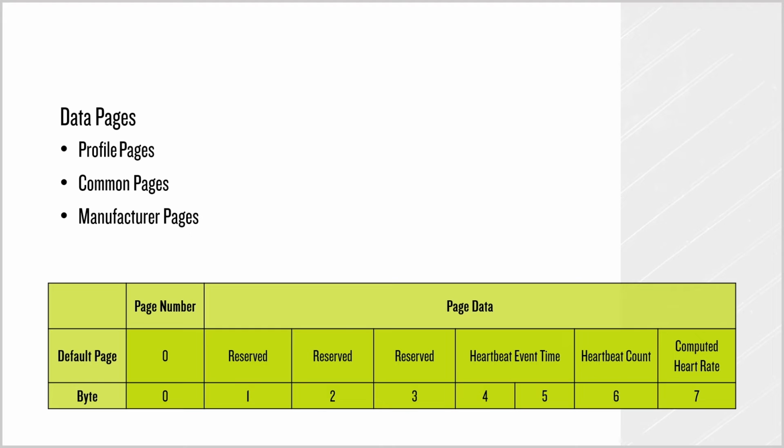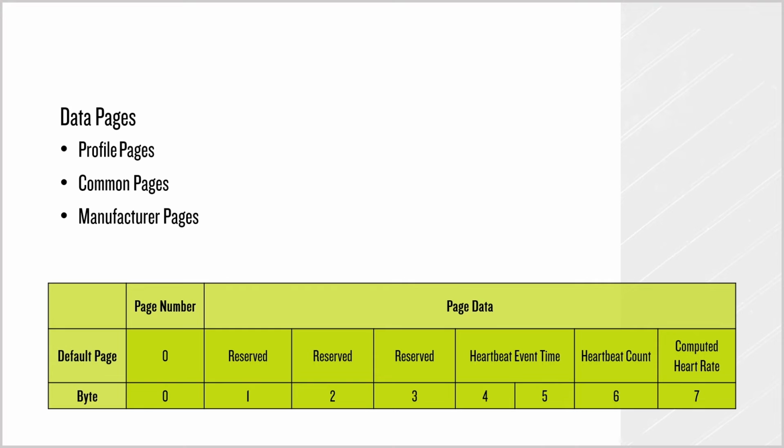Profile-specific data pages are unique for each profile. Common data pages carry the same definition across all profiles. Manufacturer-specific data pages are not defined by the profile, and each manufacturer with a unique manufacturer ID is free to create their own definition. Manufacturers that are ANT+ annual members are free to request an ID using a form found on thisisant.com. This slide shows an example profile-specific page from the heart rate monitor profile.